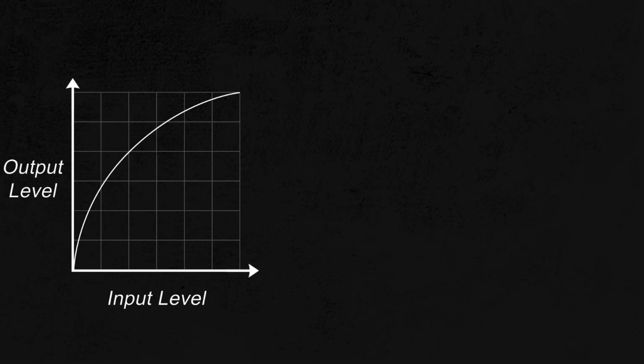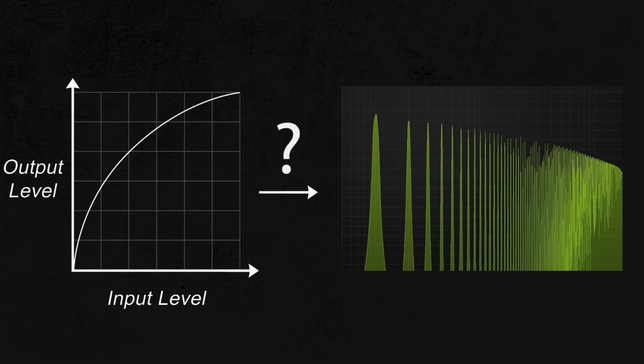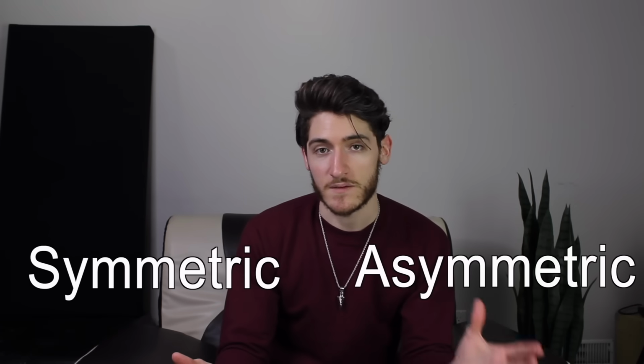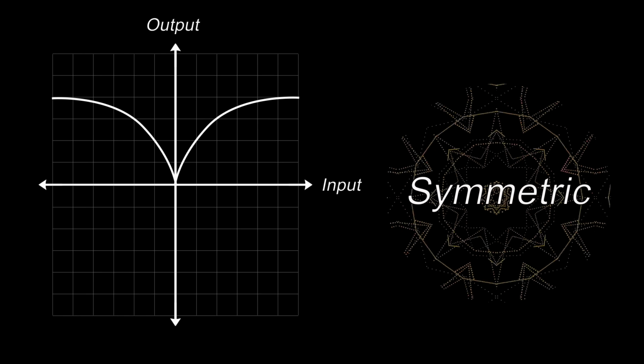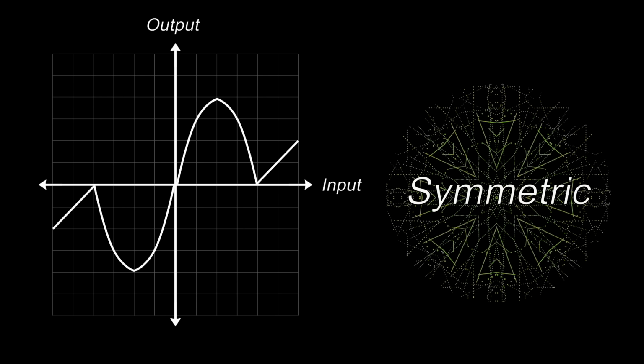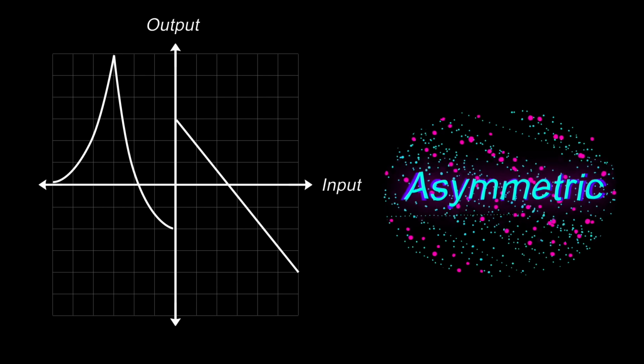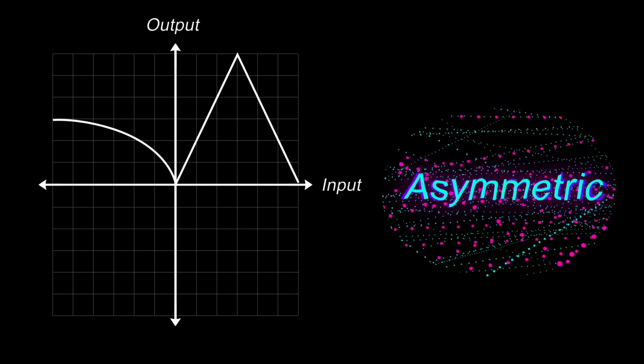Okay, so saturation changes the shape of a wave, which adds new frequencies. But what's the relationship between the saturation curve and the harmonics added to our wave? There are two kinds of saturation curves, symmetric and asymmetric. A symmetric curve means what's on the left side is symmetric with what's on the right side, whereas an asymmetric curve is one where the left side isn't symmetric with the right side.